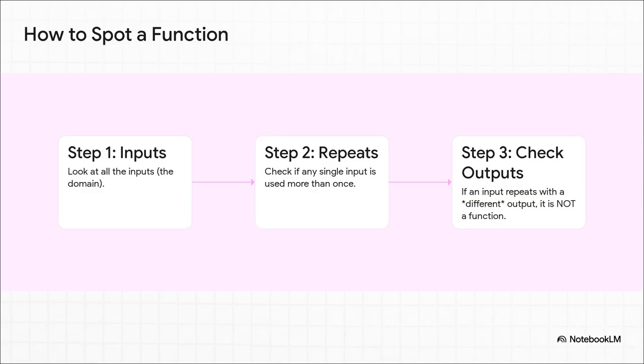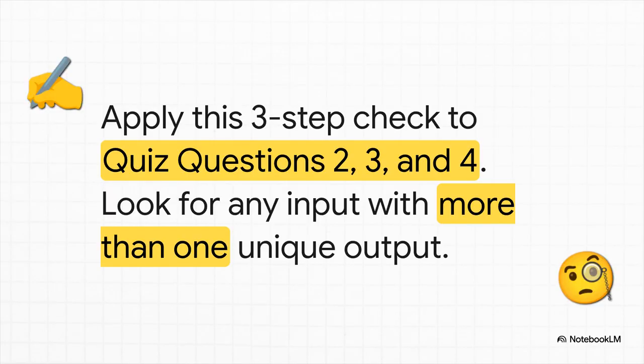See? Easy. Now, you can take that exact 3-step check and use it on quiz questions 2, 3, and 4. It doesn't matter if it's a diagram with arrows, a chart, or just a list of pairs. The logic is exactly the same. You're just hunting for any input that's trying to have more than one output partner.